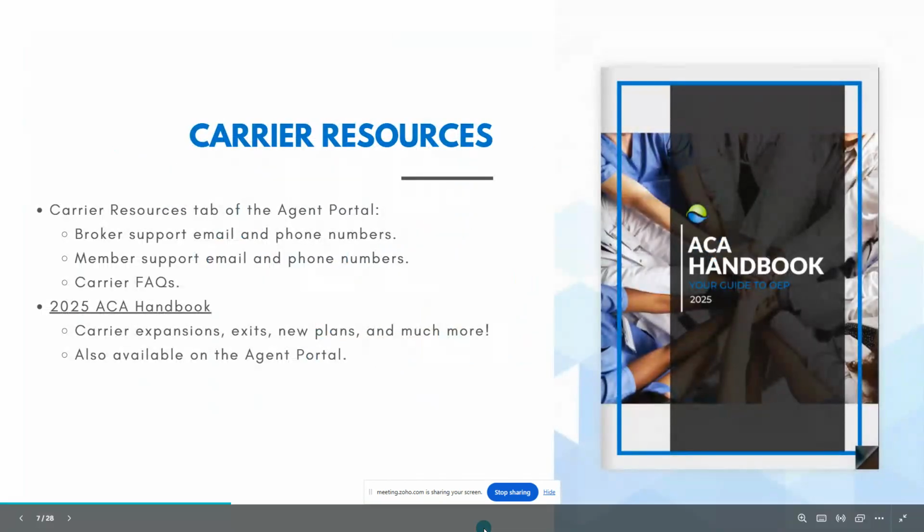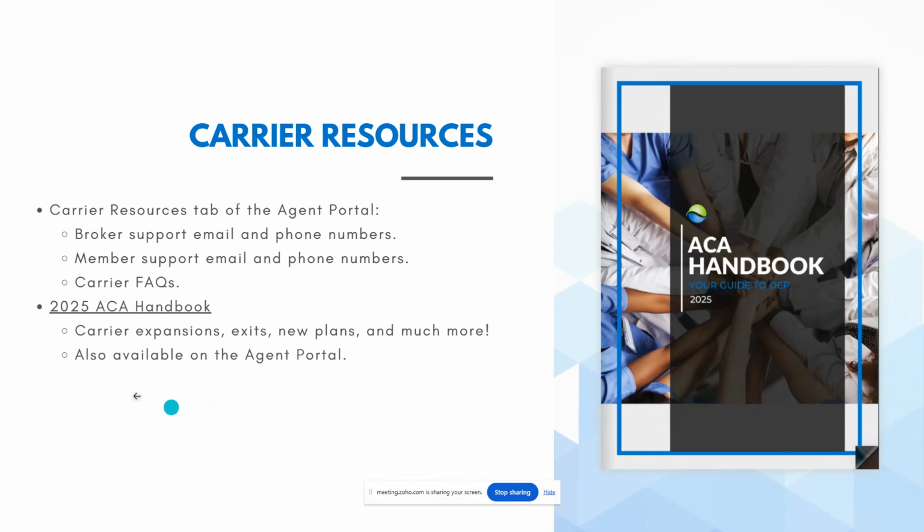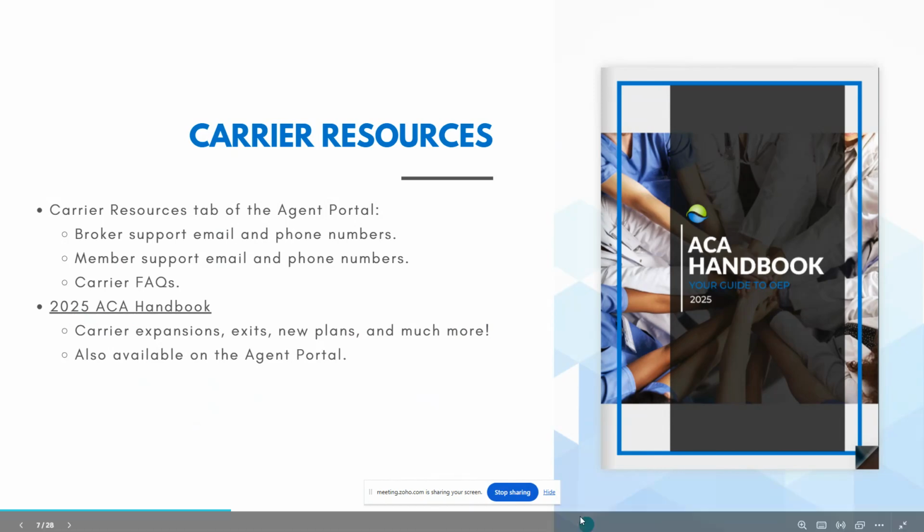So carrier resources, we just went over this. You can see in the carrier resources tab all this information in the handbook. You're also going to see the handbook right now when you open up the main page of your O'Neill agent portal. It's right up at the top, also in the banner at the top on the main page. So you can see it there as well.